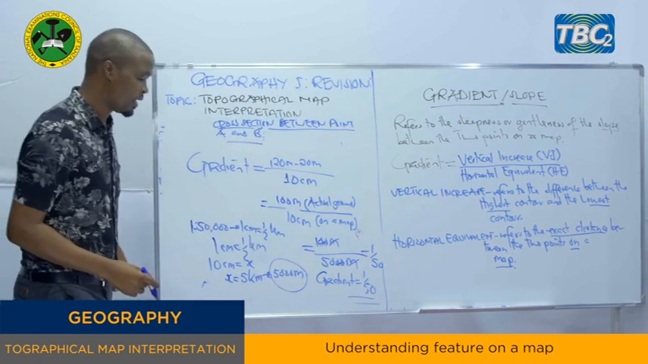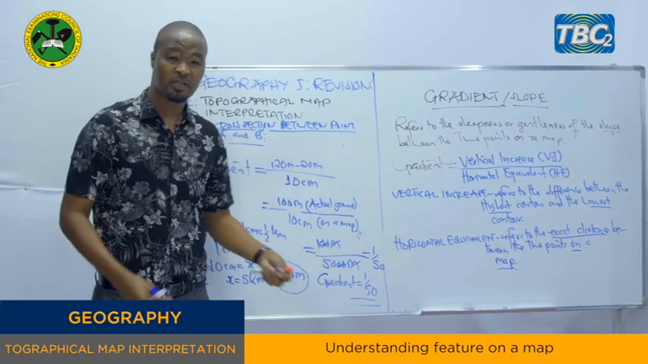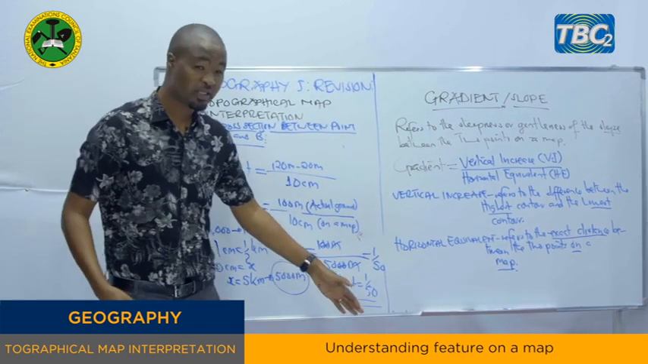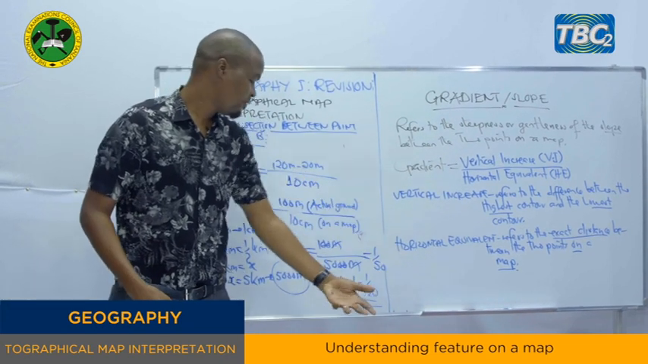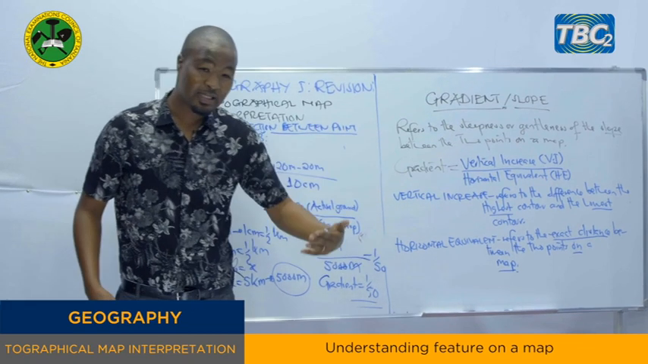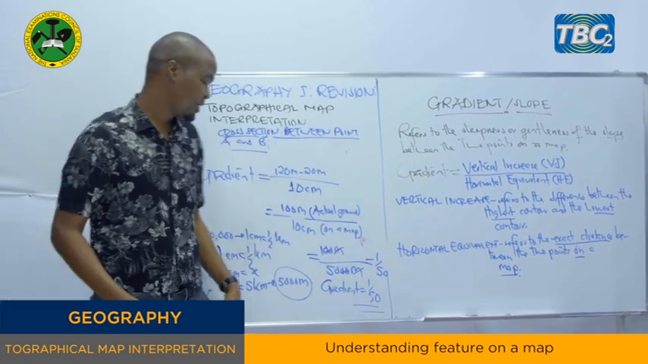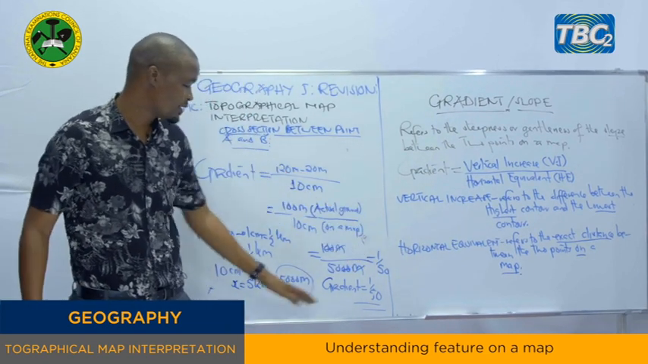Which means at every 150, at every 1 foot, it means there is a slope of 50 meter downward. It either increase or decrease by how much? By 50 meter. At every 1 foot, it means there is decreasing or increasing of 50 meters ahead. This is our gradient.